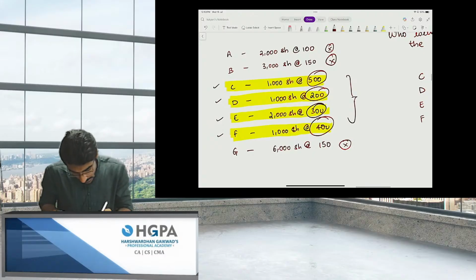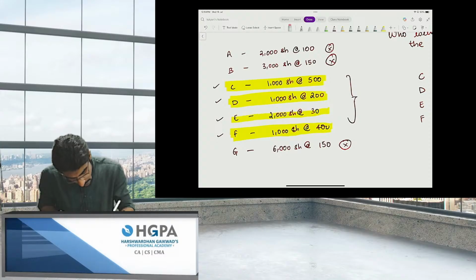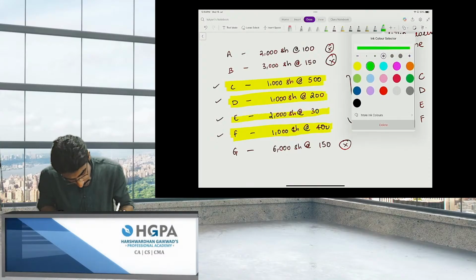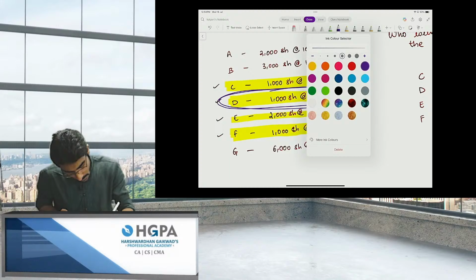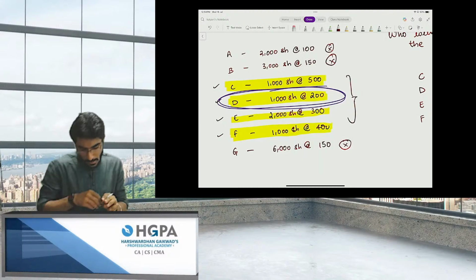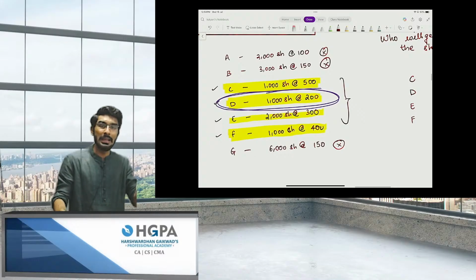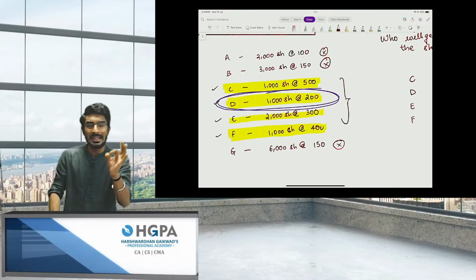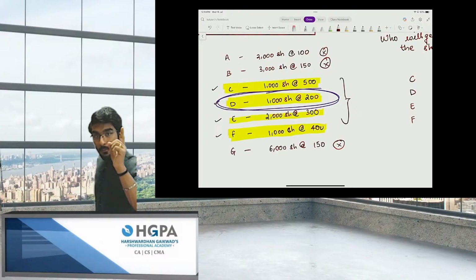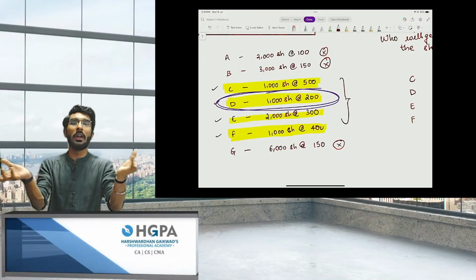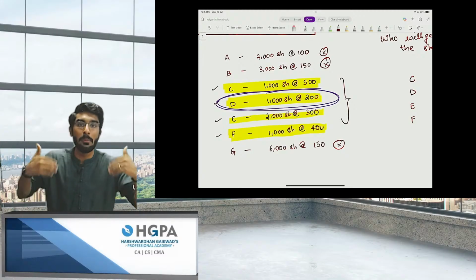What will be that, people? This is the answer. Now people, we know that C, D, E and F are the investors. Now the question is, what is that one price at which all four of them would be happily willing to buy?